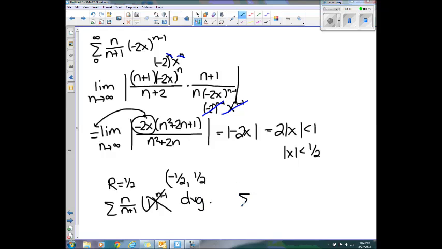If I plug in positive 1/2 for x, then I'm going to have a negative 1 to the n minus 1 power. For the same reason, this one is alternating now because it's negative 1. The alternating series test says if I check my a sub n's, they go to 1 and not 0. So my interval of convergence will be the open interval from negative 1/2 to positive 1/2.